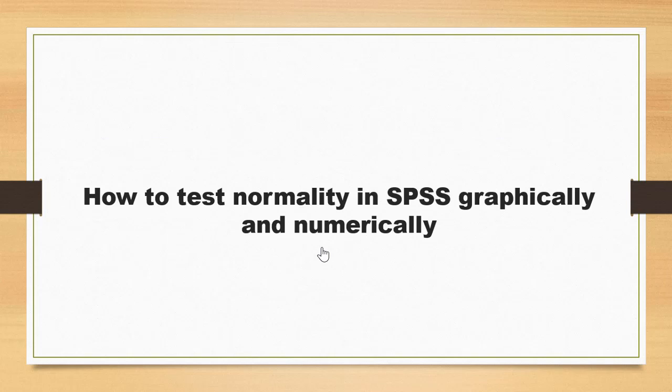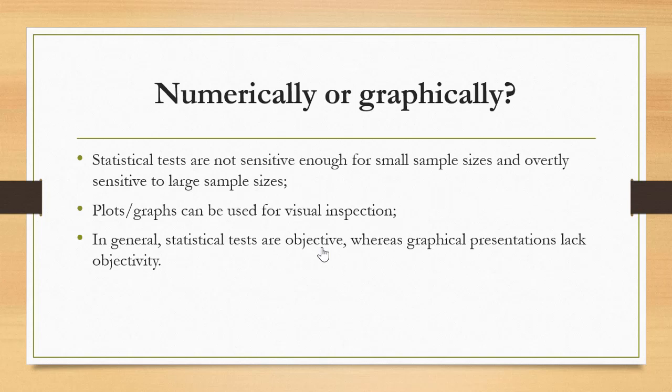So let's start with how to test normality in SPSS, graphically and numerically. There are two methods, numerically or graphically. Which one to choose? We can choose them both. Why? Because statistical tests are not sensitive enough for small sample sizes and overly sensitive in case of large sample sizes. Moreover, plots or graphs can be used for visual inspection, and this will help you visually see the distribution of the data, although it's subjective. As you can see, in general, statistical tests are objective, whereas these graphical presentations lack objectivity.